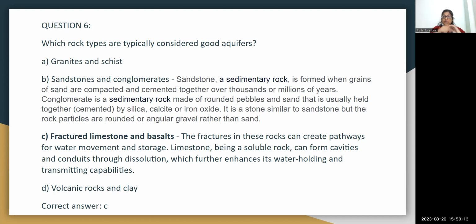Also, limestones tend to have fractures in between them apart from the pores. These fractures are going to create better pathways for water movement and storage than the pore spaces in sandstones and conglomerates. So that is why it is option C here. You can refer to the explanation of what sandstone is. If we know what sandstone and all these rocks are, we'll have a better idea for questions like these.